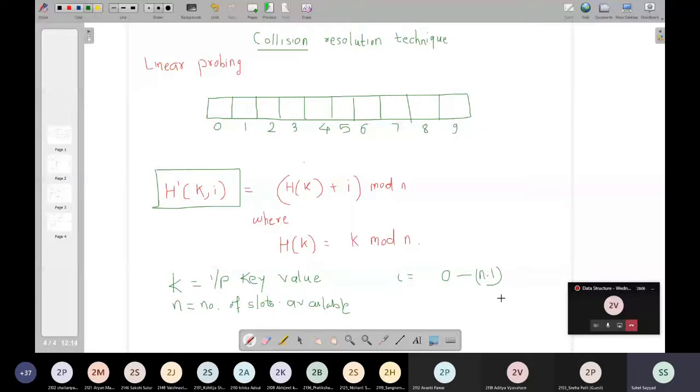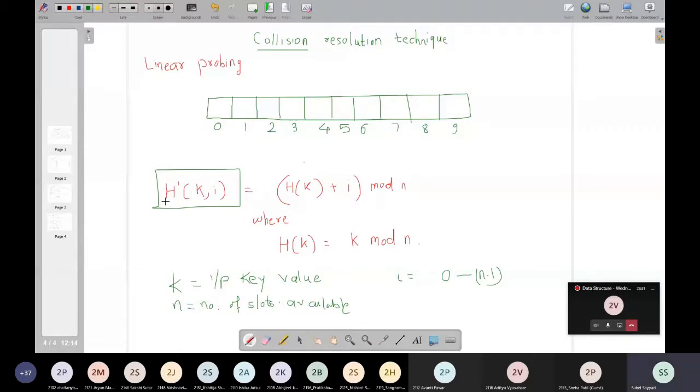What we are interested in is calculating h dash for each key value. So you will be given say 5-6 key values, right? As we calculated normal h of k up till now. We were calculating only normal h of k, right? Now we have to calculate h dash of k comma I, which is basically h of k plus I mod n, where h of k is k mod n, which is our basic hash function.